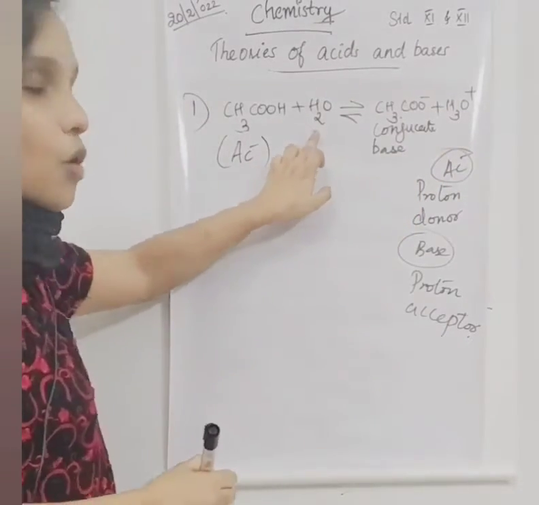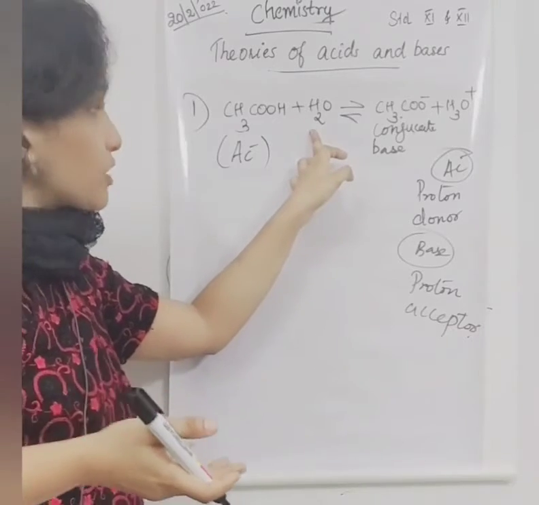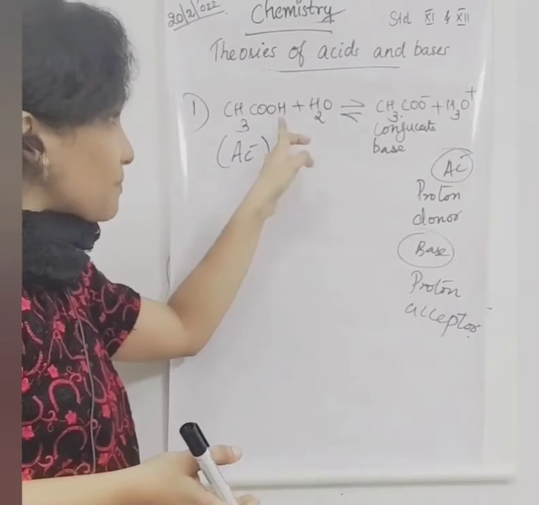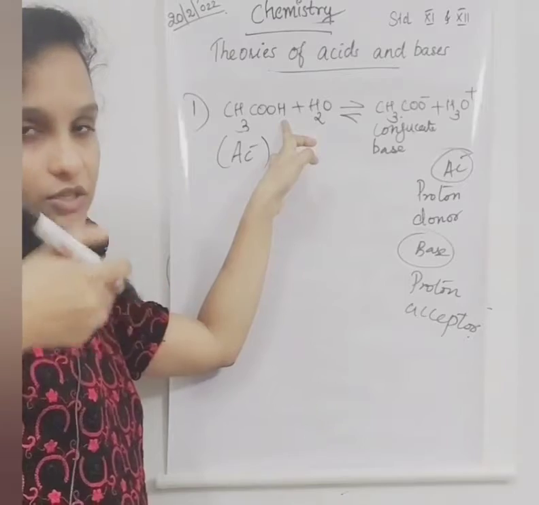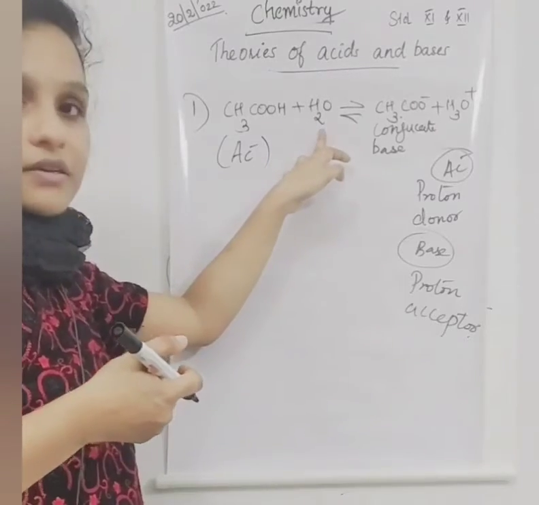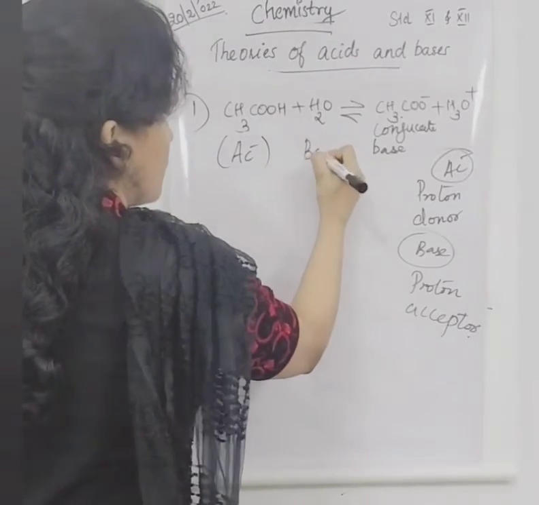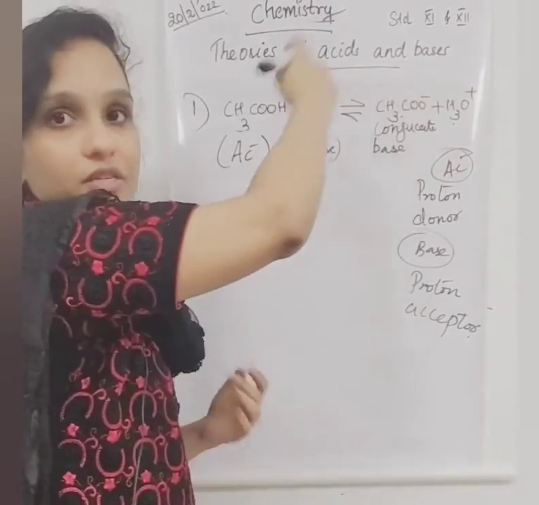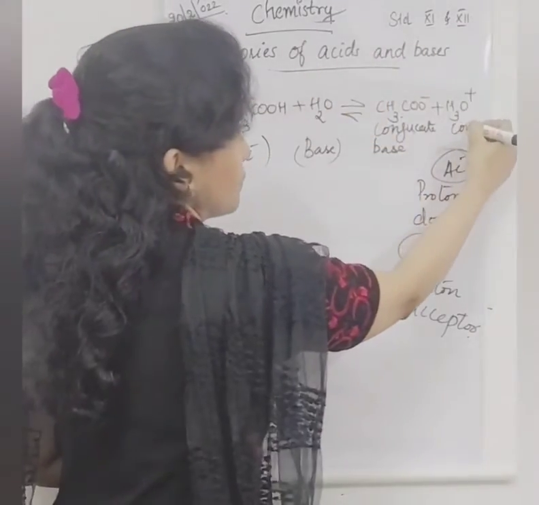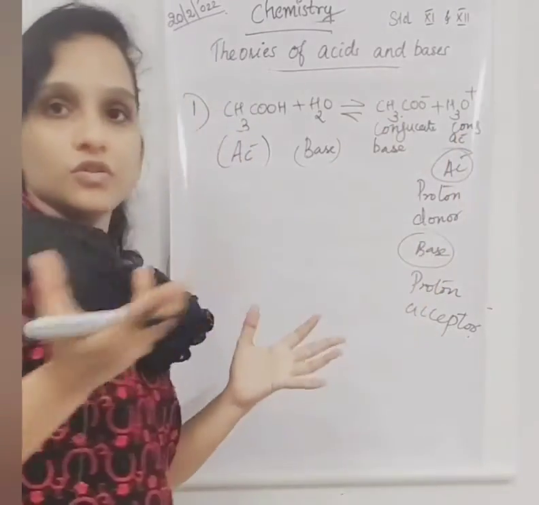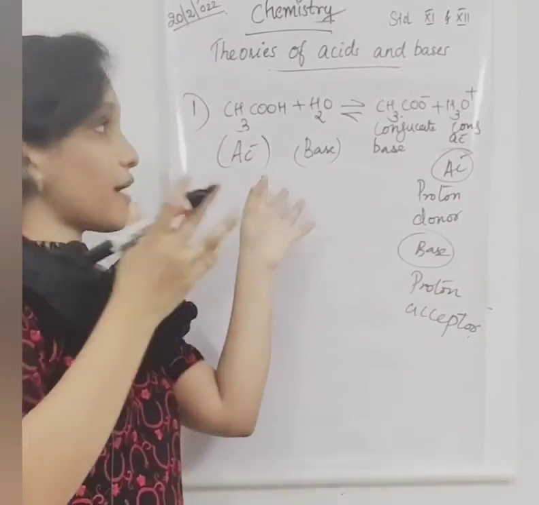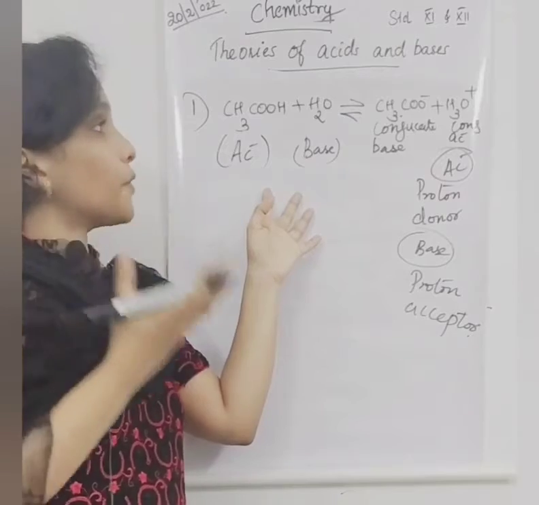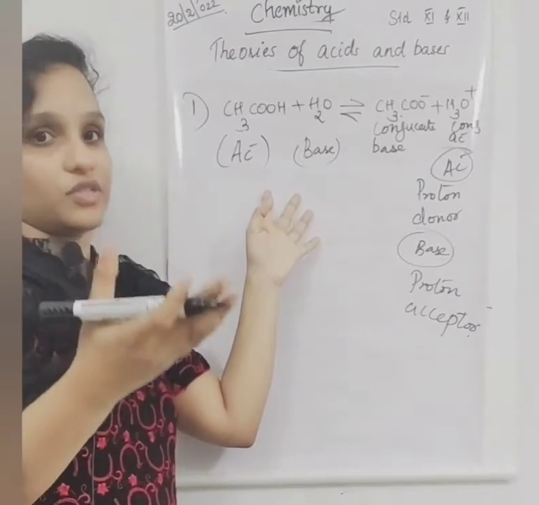Next one is water. What is water doing? Water is accepting H plus ions from CH3COOH, so it becomes a base, right? And this one is differing by an H plus, so it is a conjugate acid. So clear? These types of questions may come. You have to identify which one is a Bronsted acid and which one is a Bronsted base.